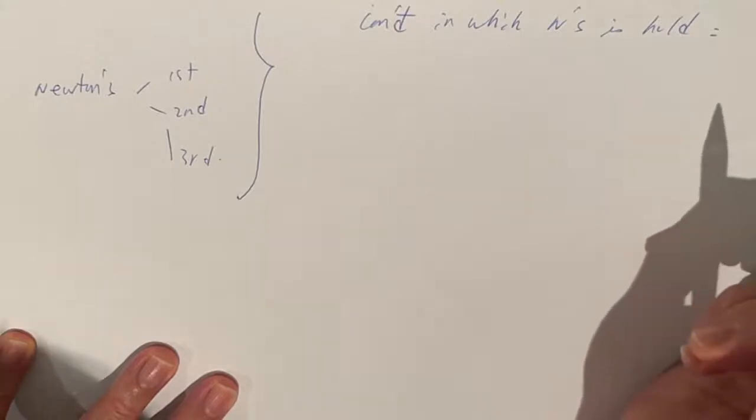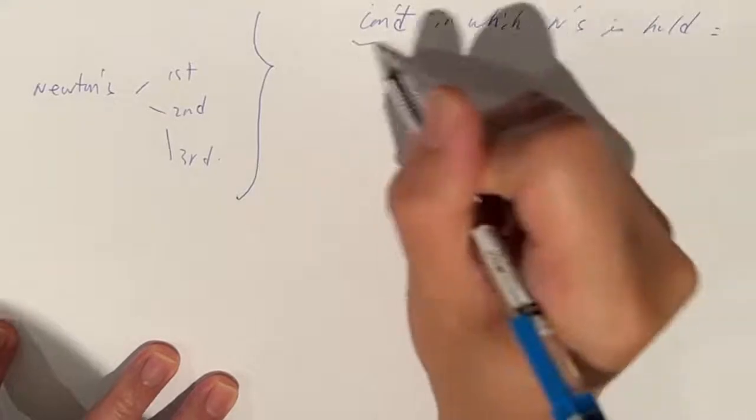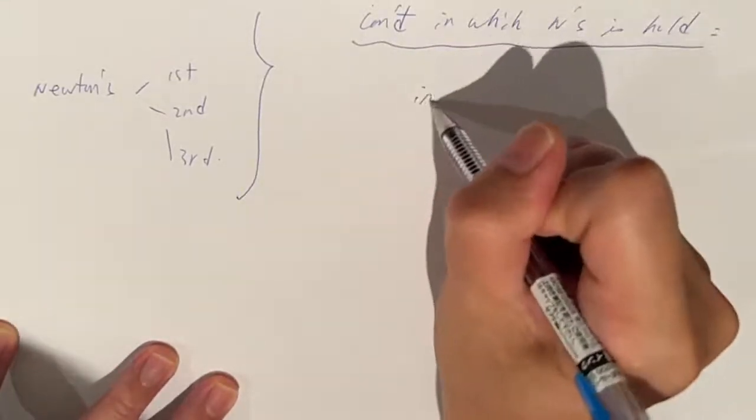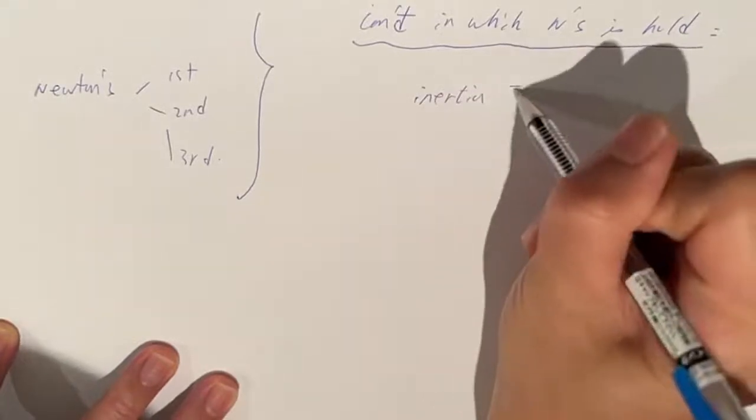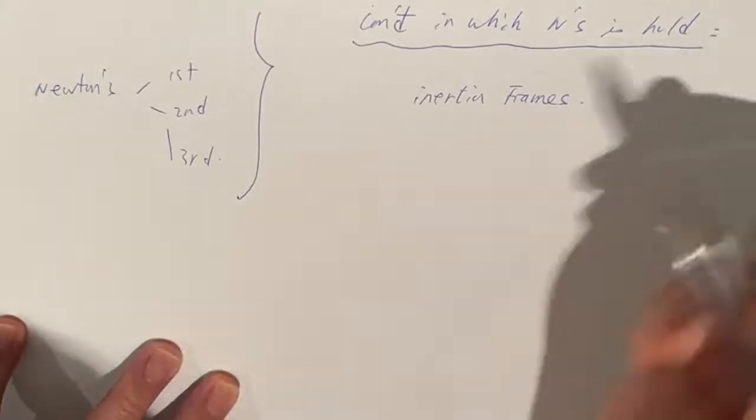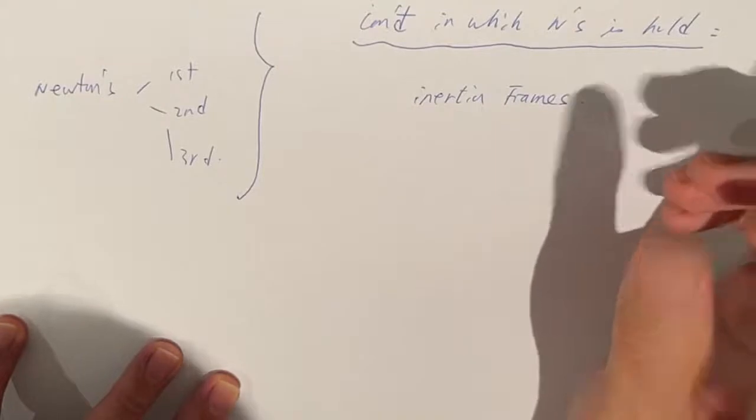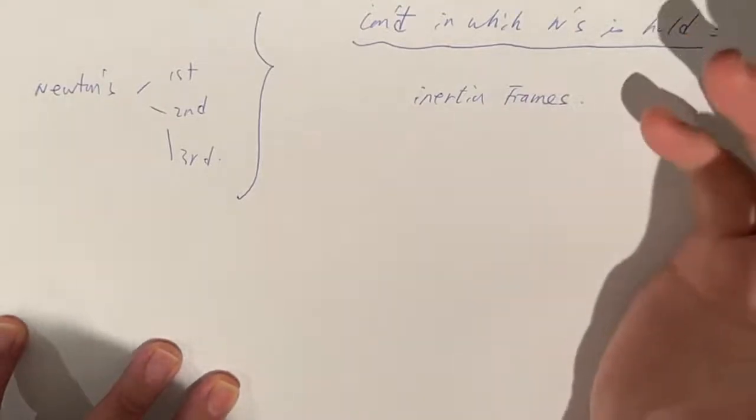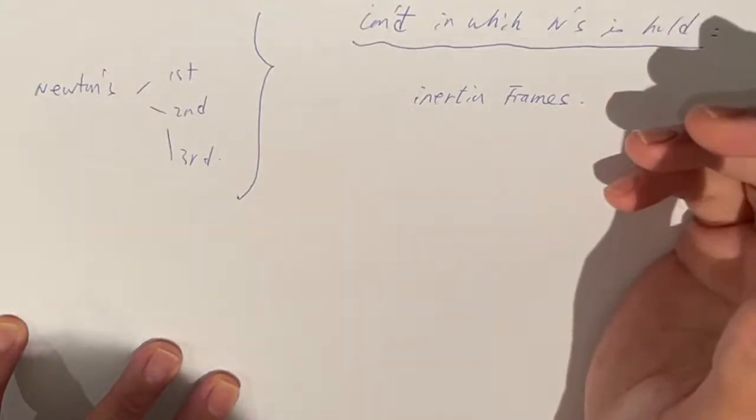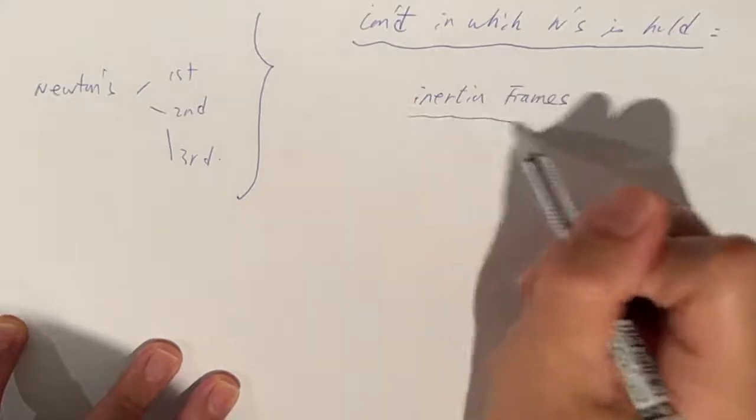Now, what is the condition for Newton's law to be true? We have a very important concept about inertial frames. What's the meaning of inertial frames? We call it the frame of reference. That means when an observer tries to observe the movement of an object, the observer has to be in a frame or coordinate. We call this an inertial frame.